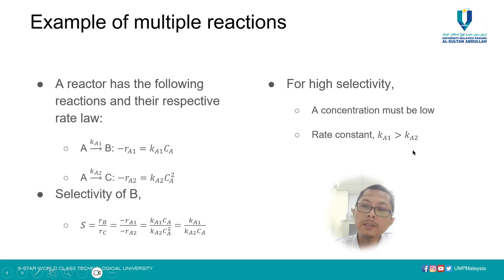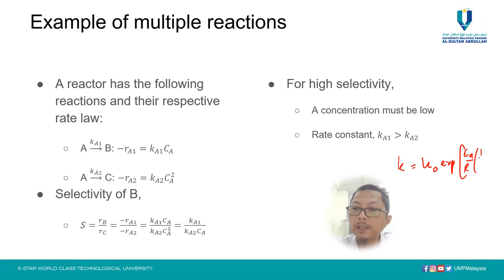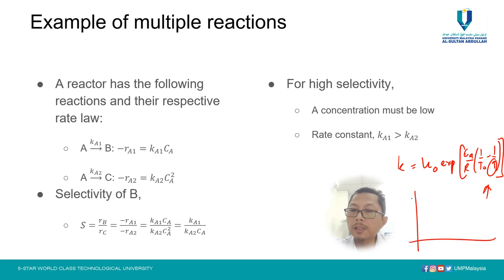How do we have that? So k is k naught exponent of activation energy per R, and then (1/T naught minus 1/T). Sometimes I use T naught, sometimes I use T1. As you can see here, when temperature increases, k increases. So when you plot a graph between k1 and k2, we have to look at the activation energy. The activation energy will determine whether the k is very sensitive or not to the change of temperature.